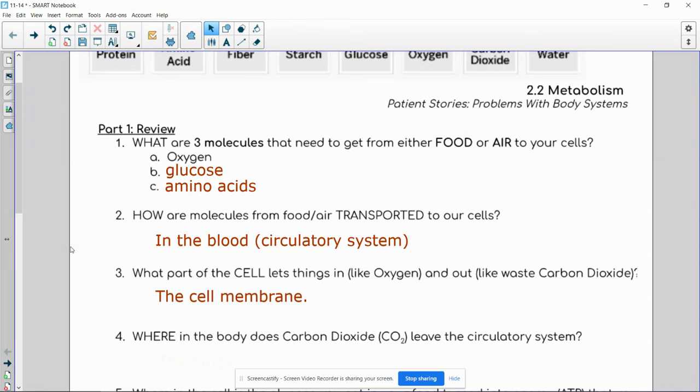And number 4, where in the body does carbon dioxide leave the circulatory system? We haven't talked about the circulatory system, but this is asking where in the body. So if your blood is transporting molecules, where would your blood drop that waste carbon dioxide off? The carbon dioxide is made in your cells, like we talked about during cellular respiration. When glucose is turned into energy, or ATP, carbon dioxide is made, and then it is waste, so it needs to get out of your cell and out of your body. So your blood picks it up from your cells, and then it will transport it from your cells to your lungs, where you will then exhale that waste carbon dioxide.